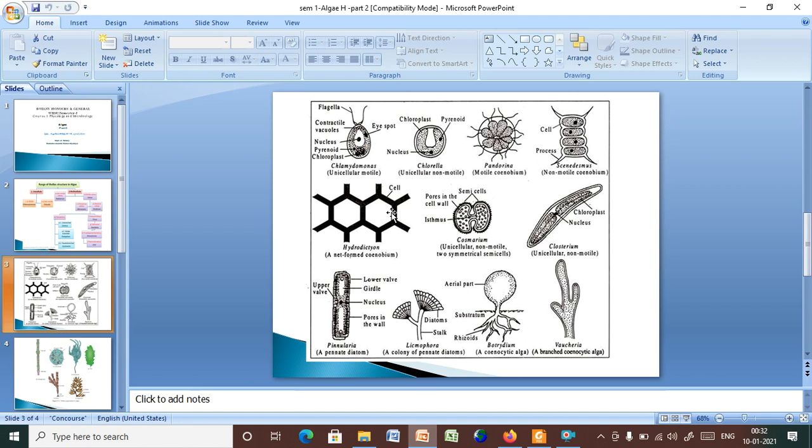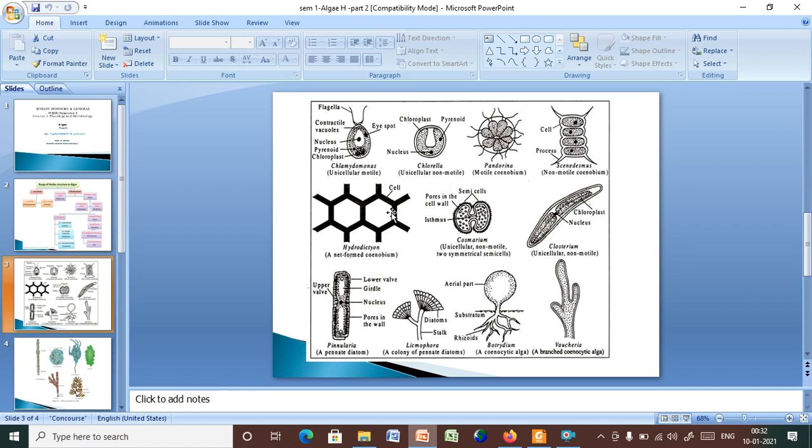Then there is a special type known as the palmelloid type. It is actually a temporary stage formed in the alga Chlamydomonas. I already mentioned this is a member of Chlorophyceae. And this structure, the temporary stage, is especially formed during unfavorable conditions.